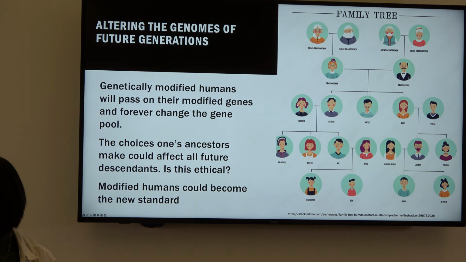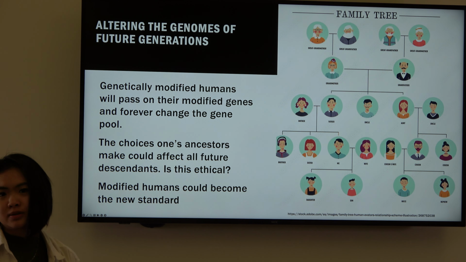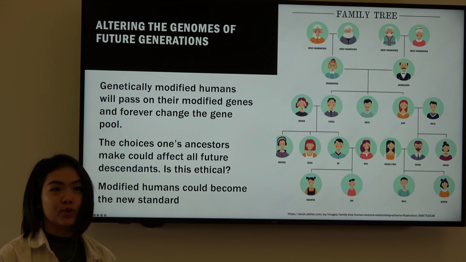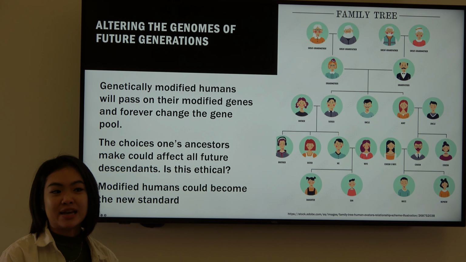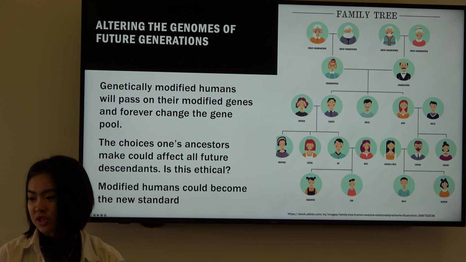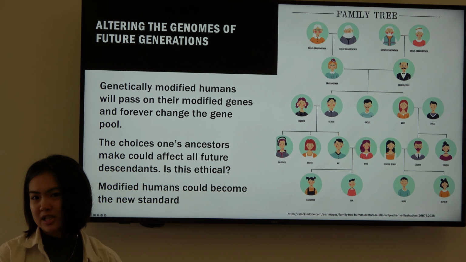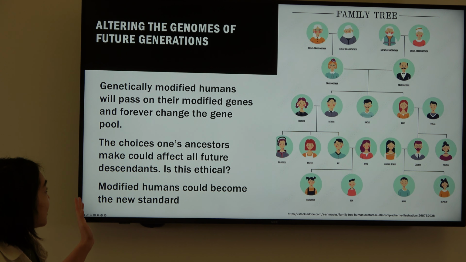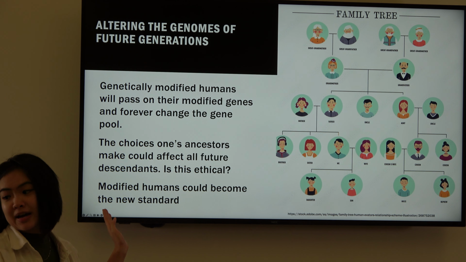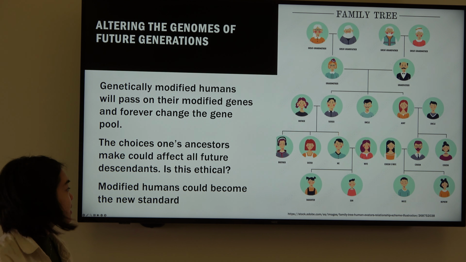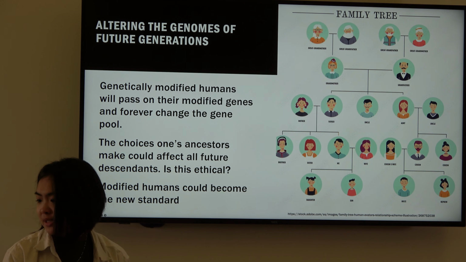And altering the genome not only impacts the individual changing their genome, but it also impacts their descendants as well. Is it ethical that the decisions your great-great-great-great-grandparents made hundreds of years ago still affect you today? Because with genetic engineering, you're not the only one who feels the impacts, but all your descendants will as well. And genetically modified humans will pass on their modified genes and will forever change the gene pool. Modified humans could soon become the new standard.